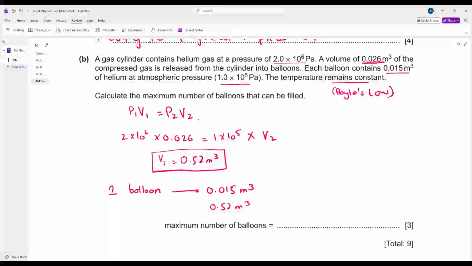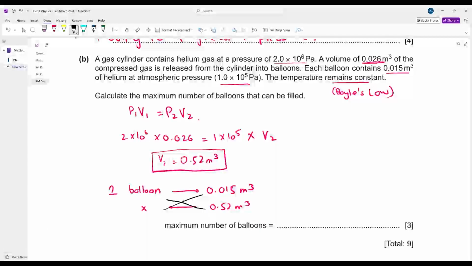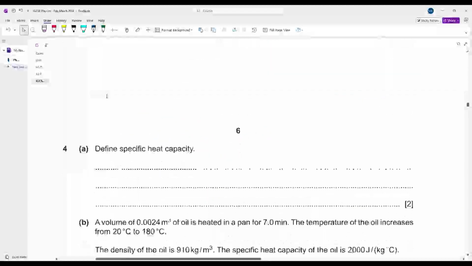0.52 meter cube of gas में कितने balloons fill होंगे? Cross multiply it. 0.52 divided by 0.015 is equal to your number of balloons. This comes out to be approximately 34 as your answer. Simple. Let's further move ahead.